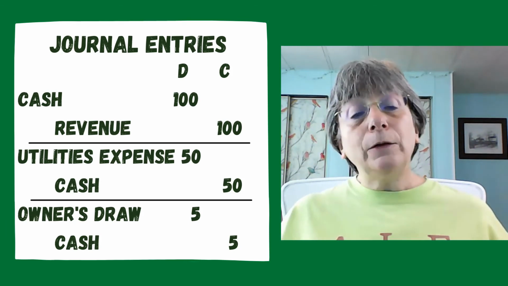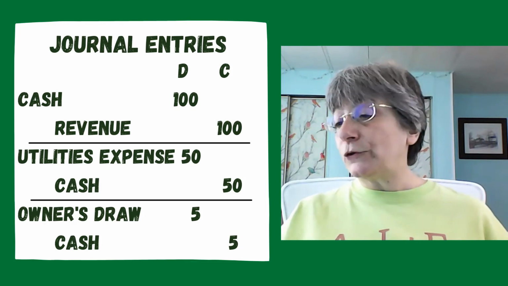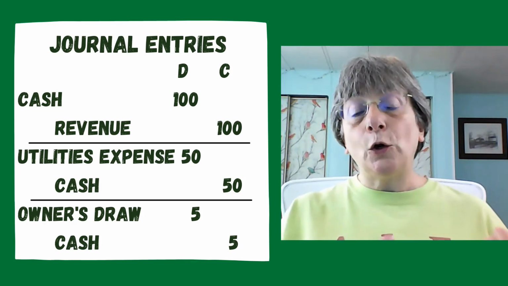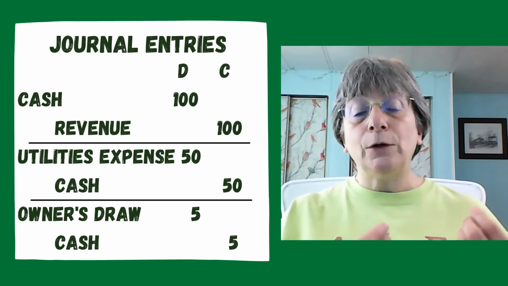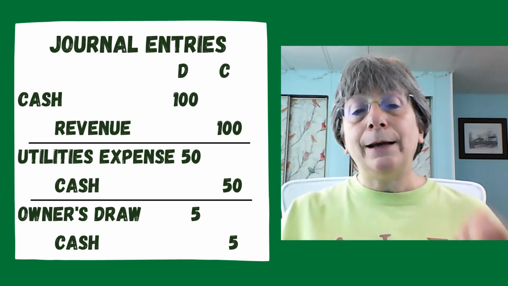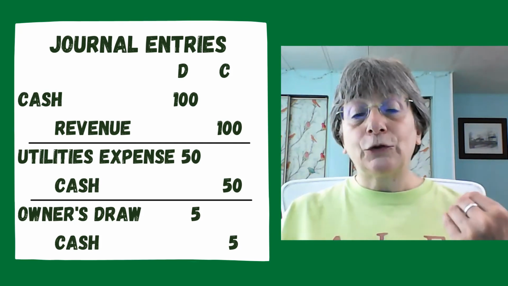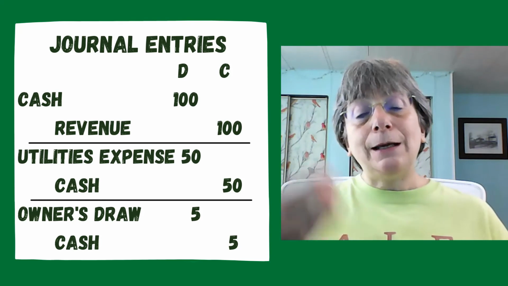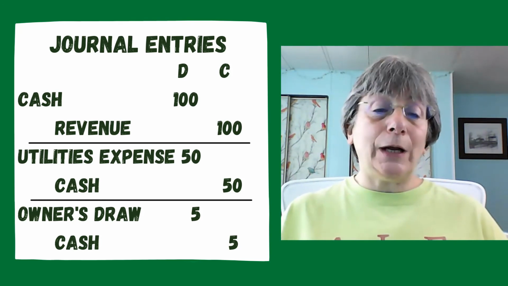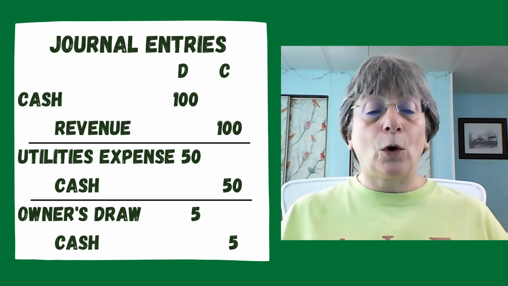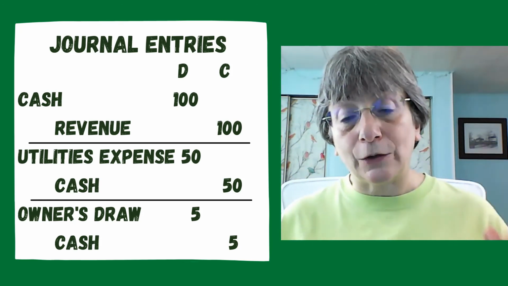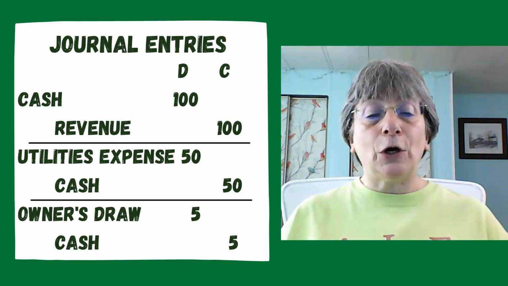Now let's say our business owner wants to take some money out of the business. So we said that an owner's withdrawal or dividend is going to be a debit balance normally. So we're going to increase that on the debit side. And we are taking cash out of the business. Cash is an asset. When we want to reduce it, we're going to credit it. So we're going to do a journal entry that says debit owner's draw $5 and credit cash by $5.